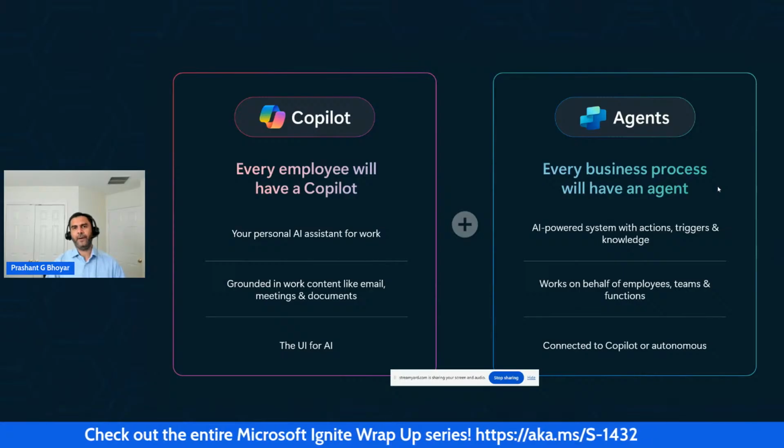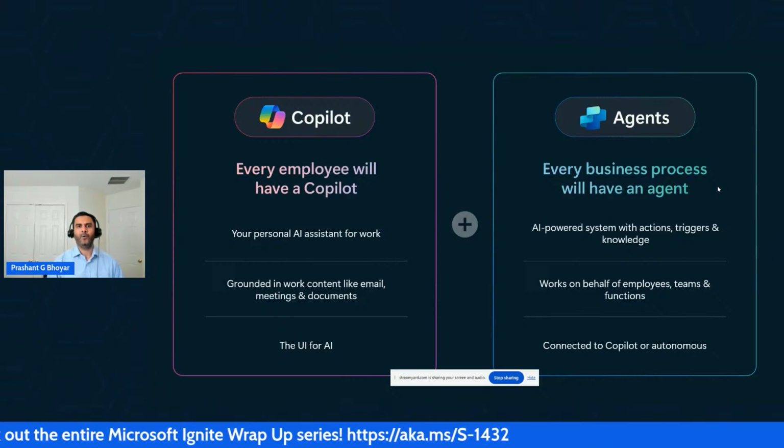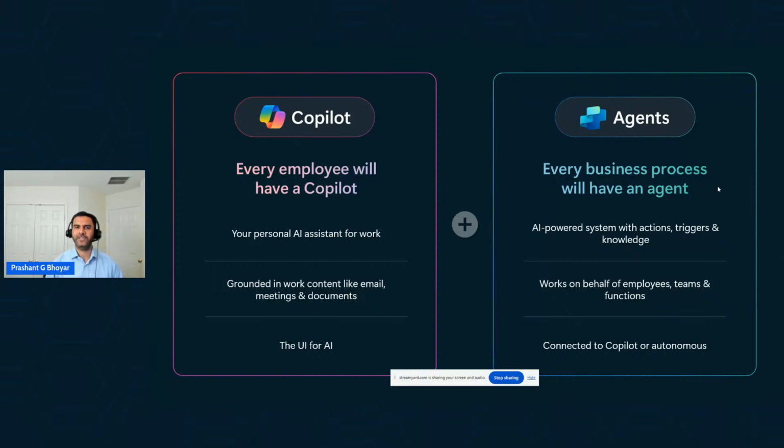So what kind of applications can we build with large language models? One is Copilot, which we have all seen, which is basically a UI for AI. If you are using ChatGPT as an app, or Microsoft Copilot as an app, or GitHub Copilot, that is a good example of Copilot, which basically is your personal AI assistant for work. Now we can also use generative AI for creating agents. And agents are nothing but AI powered systems with actions, triggers, and knowledge.